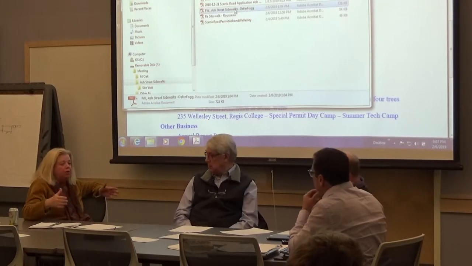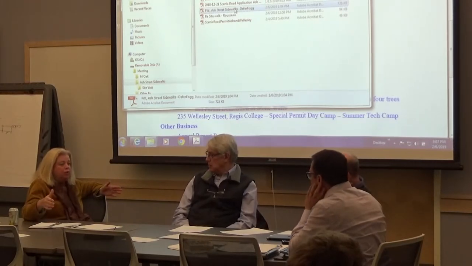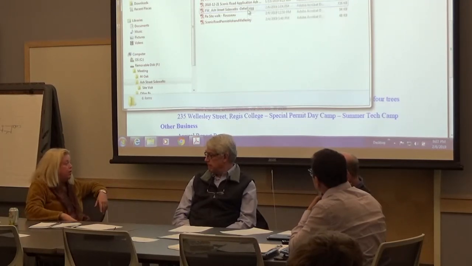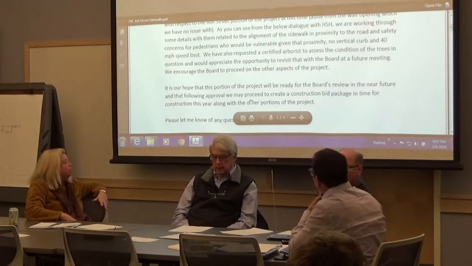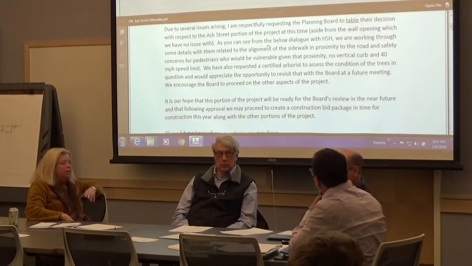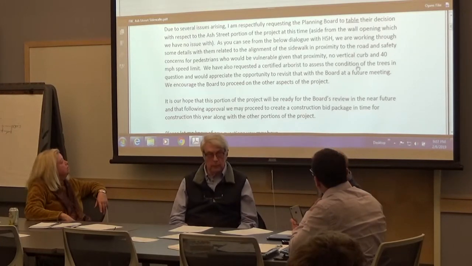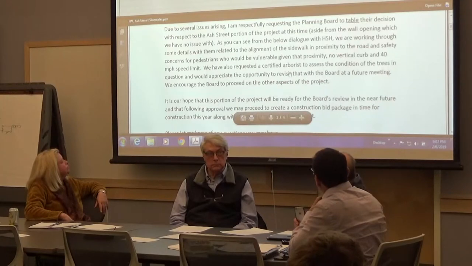What I think Tony's talking about is just measuring the distance, because no one did tape measure when we did it. Right, from the oak tree to the road. Exactly, the base of the tree and the street. And see what you really have. Yeah, some actual dimensions. That helps. Here it is if you want to look at it. It's a 40 mile an hour speed limit, and they've requested an arborist to certify the condition of the trees in question. So that's where they want to look at it in the future meeting.